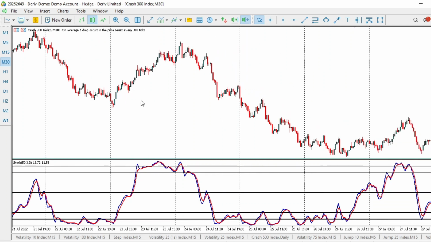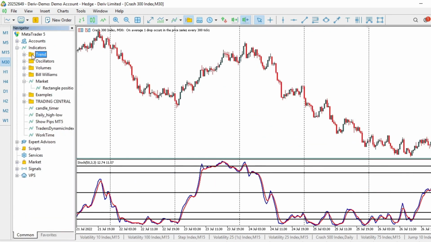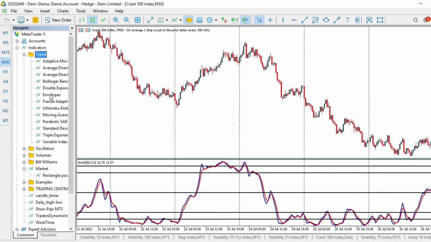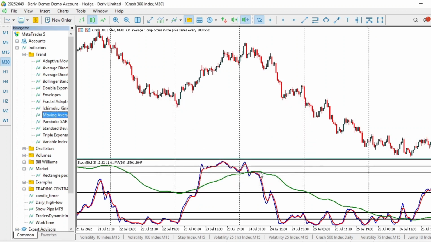So what we are going to do next is add a moving average. Let me add a moving average, and we drag it to this indicator window. Now it's going to be period 20, method linear weighted, apply to weighted close (HLCC/4), and the color from output green. So that's it. Then we add it like that.